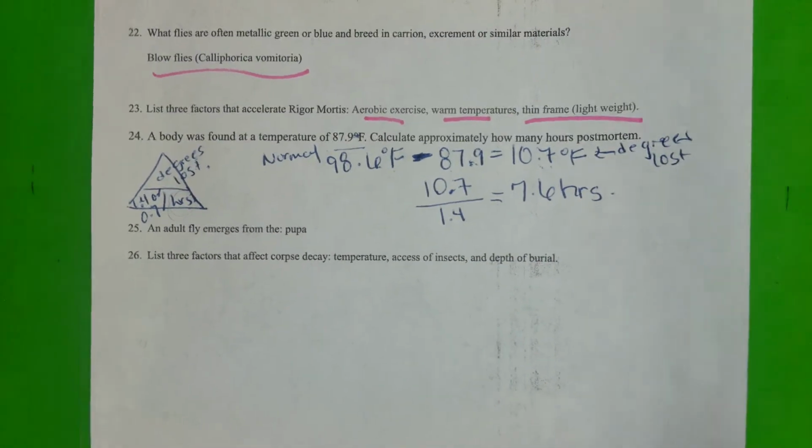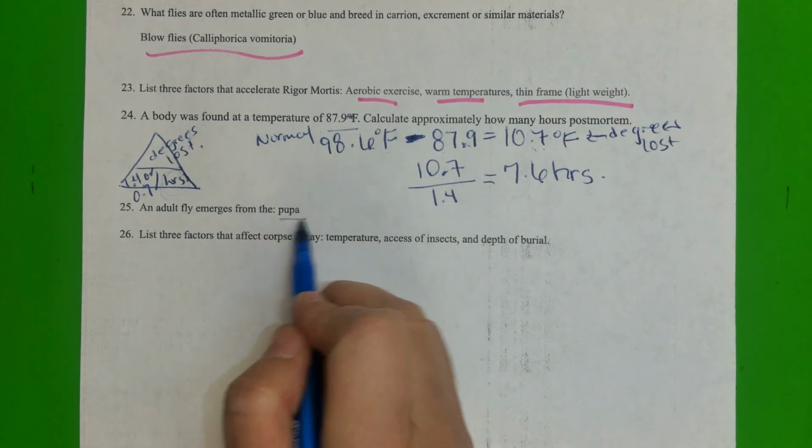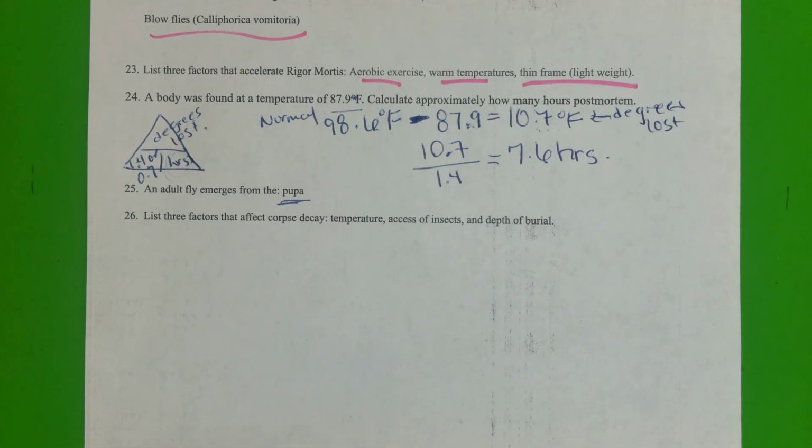Okay. An adult fly emerges from the pupa. So that's the answer. An adult fly emerges from the pupa. That's the brown. It looks like light brown, and it's brown.